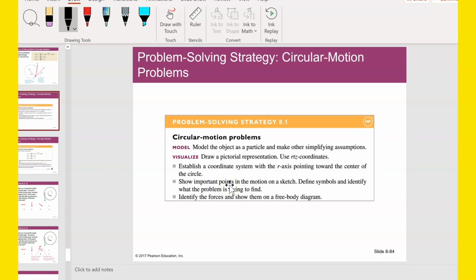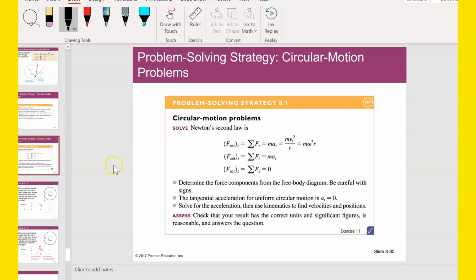Here's a problem-solving strategy for circular motion problems. Model the object as a particle, make other simplifying assumptions, use RTZ coordinates. R-axis points toward the center. Show important points in the motion on a sketch, define symbols, and so on. Free body diagram is the key here with the RTZ coordinates. Determine the force components of the free body diagram. Be careful with the signs.